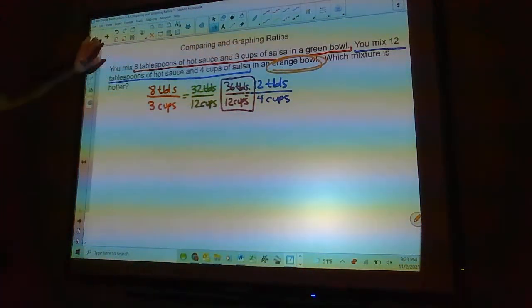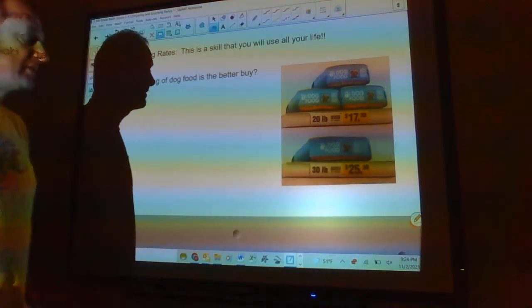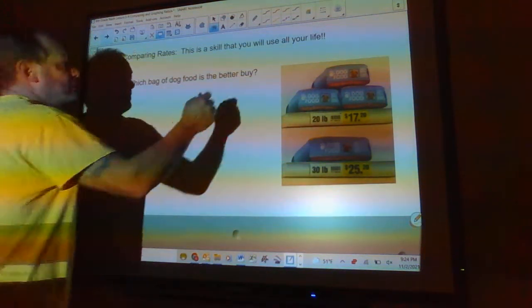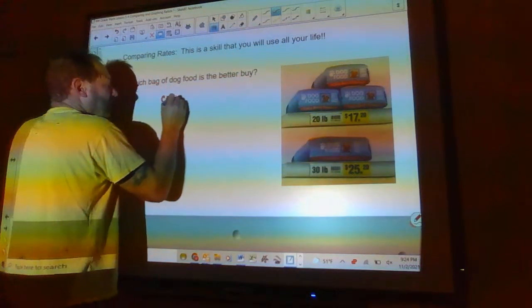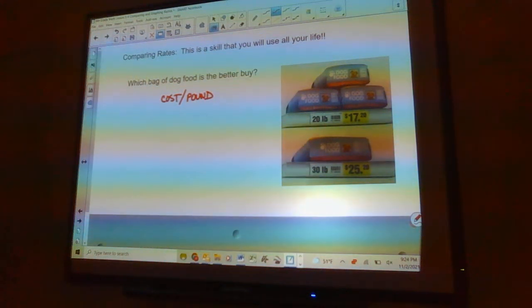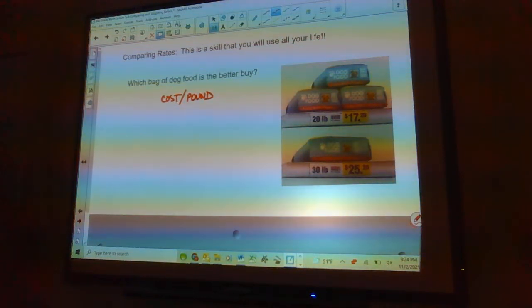Okay, so let's move on. This is a skill that you use all your life. Which bag of dog food is better to buy? A 20-pound bag for $17.20 or a 30-pound bag for $25.20? So what you want to do is figure out the cost per pound. That'll tell you the best buy. In fact, a lot of these labels will actually break it down for you, so you don't have to do that. They usually tell you what the cost is per ounce, and then you can buy the cheapest one.